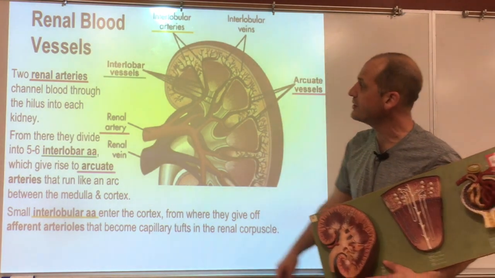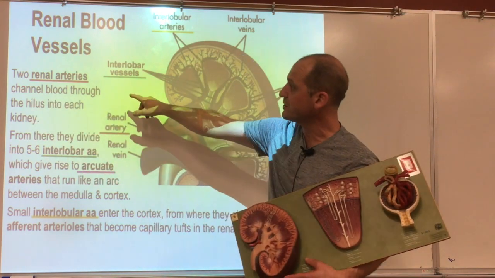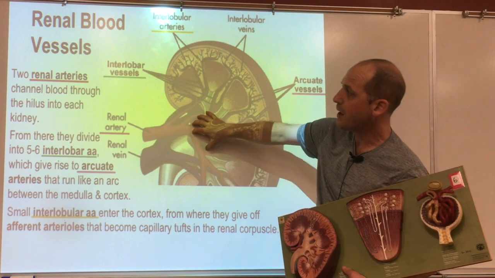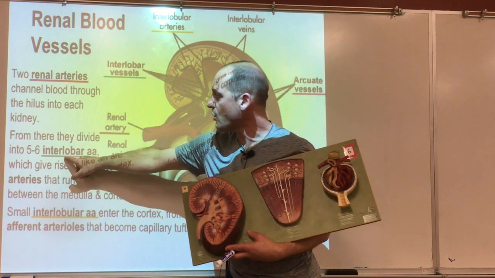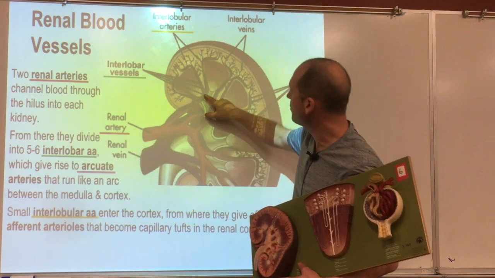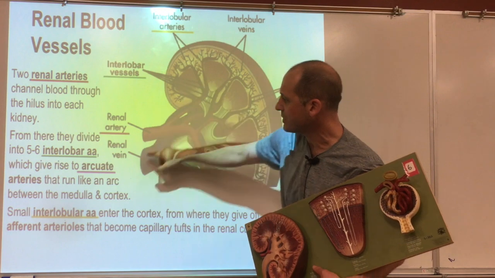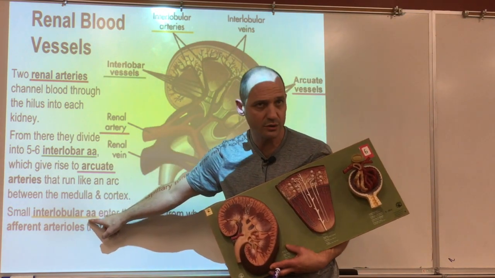So the renal artery, you see the word renal, you think kidney. Renal artery channels the blood through the hilus, that's the port where we come in, into the kidney. From there, then it divides into interlobar arteries that go up between, and then they call them arcuate, and then they go all into the glomerulus through the interlobular arteries.